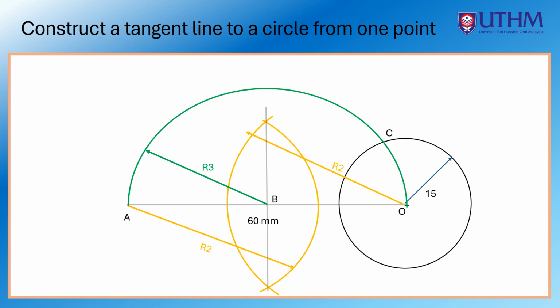Then create a straight line starting from point A and passing through point C. This is the tangent line that you need.